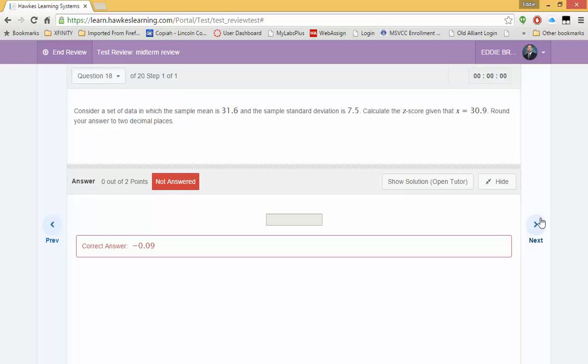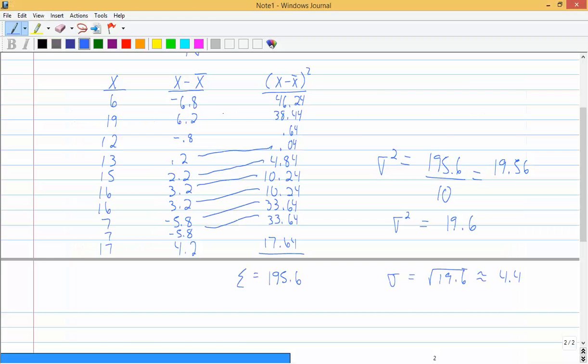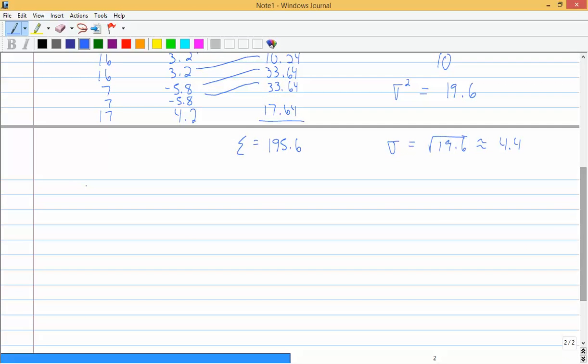Alright, consider a set of data in which the sample mean is 31.6, the sample standard deviation is 7.5. Calculate the z-score given that x equals 30.9. So basically you just need to know the formula for z-score. Z equals x minus mu over sigma. That's for population mean and population standard deviation.